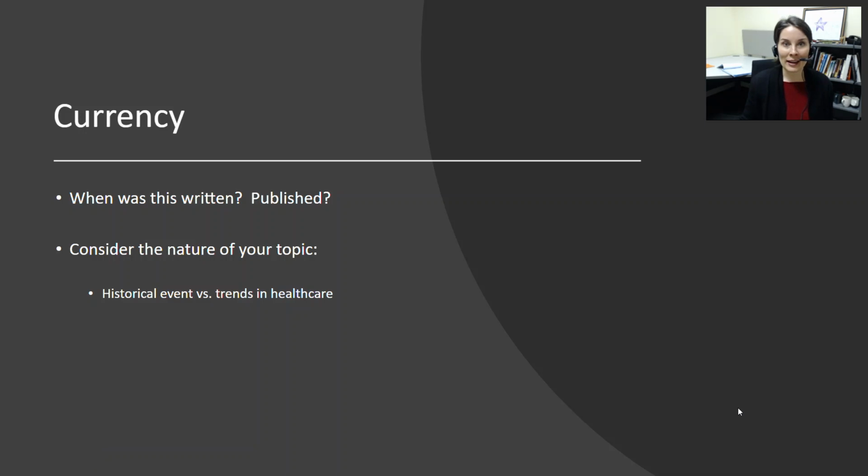Next on our list, we have C for currency, and this refers to when a piece of information was written or published. And that is going to be relevant considering the nature of your topic. So if I am doing a historical review on the Civil War, I'm probably going to want things that were actually published during the Civil War, in addition to anything current that would be relevant. Whereas if you are examining trends in healthcare or technology, you're going to want more current, so maybe just the last 5 years. So this is important to note with the nature and scope of your topic.